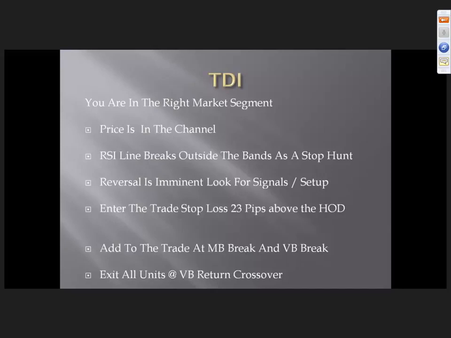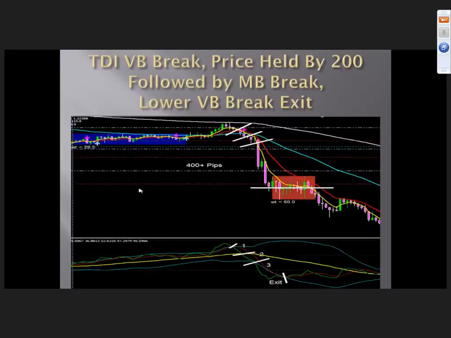You enter the trade, your stop loss is 23 pips above the HOD, right? Safe entry, lazy man stop if you don't want to hang around. Now, as it starts moving through the grid, you add to the trade at an MB break. The MB is the market baseline, the liquid 50, remember, the gold line. You add again at the volatility band break because you're getting trend acceleration, right? Here's what it looks like. You can exit all units when the volatility band calms down because you're going into consolidation.